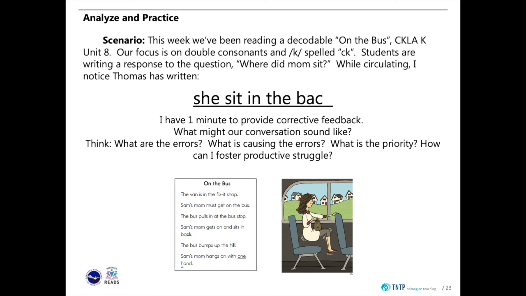All right, so hopefully going through this example, you can see that it's pretty easy to think about a lot of things when you're giving that corrective feedback, but hopefully it's starting to become really natural for you to think about what's the error, what's causing that error, what's that priority, how will I give that feedback, and what will that look like? Am I modeling it? Am I showing them, referring back to an anchor chart, or am I just simply saying, hey, what's the rule we've been working on, and moving on to see if they can adjust from there.